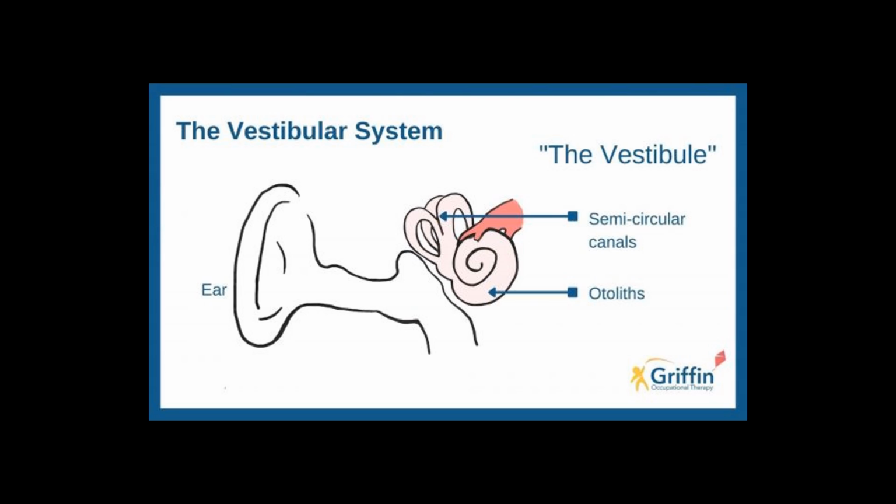When the head changes positions, whether that be nodding up or down or side to side or in a rotational manner, the fluid travels through the canals corresponding with that specific plane of movement. The fluid then stimulates the depolarization of hair cells within the canals, leading to the stimulation of the vestibulocochlear nerve, eventually sending information to the brain.